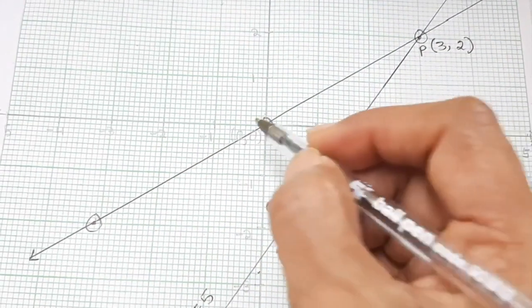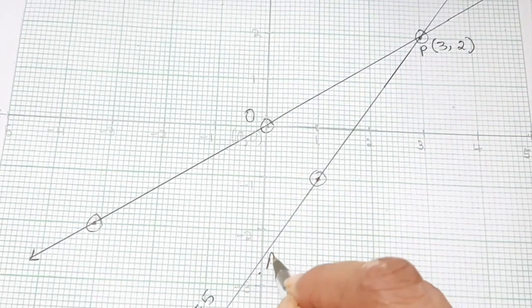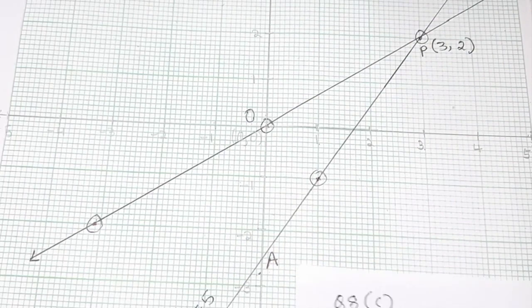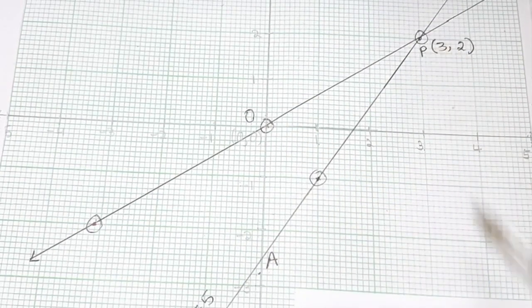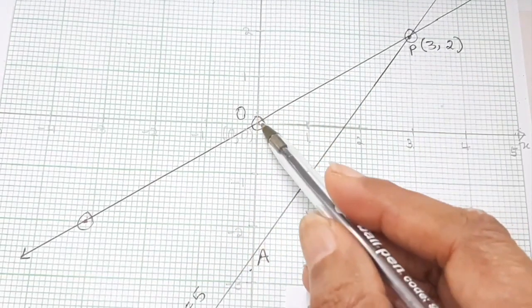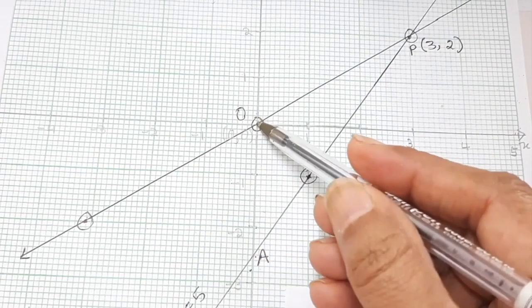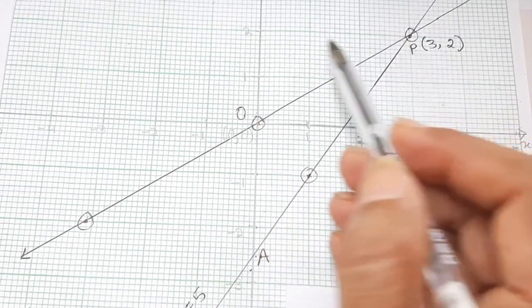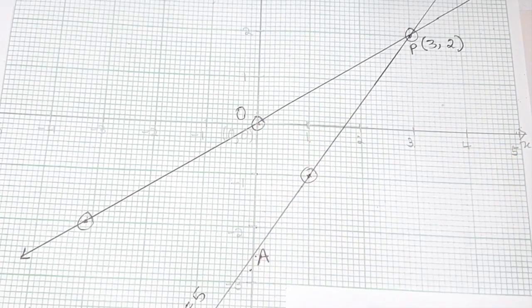So let us call this point as O and this we will call as A. So it will be the area of triangle OAP. It will be half of this base and this height. Now base is here 1 unit, 2 unit and this is half a unit. So base is 2.5 units and the height is 1 unit, 2 unit, 3 units.